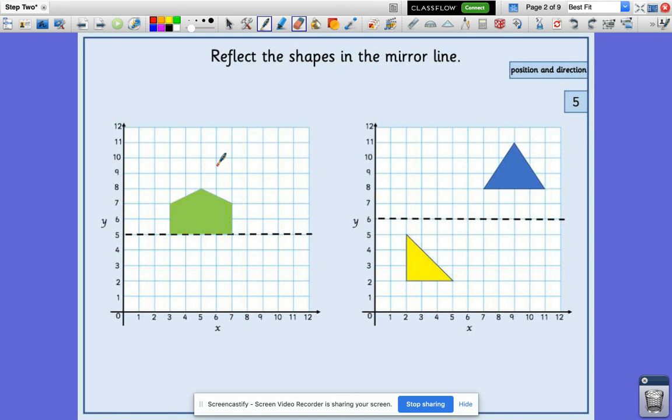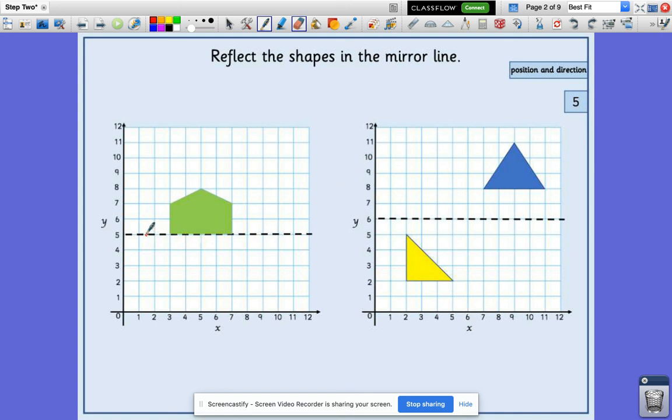Now, be very careful today on C. You're going to need to use the pencil that's quite thin. You don't have the option of a ruler, so our drawings are going to be a little bit shaky, to say the least. But try and use a thin pencil when you're doing this. So we're going to reflect the shapes in the mirror line.